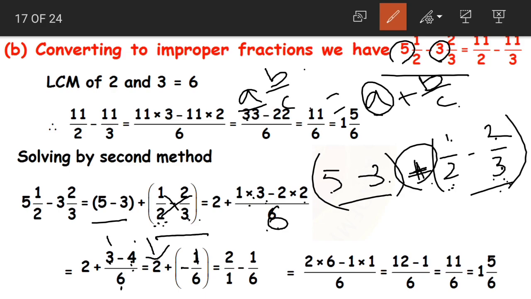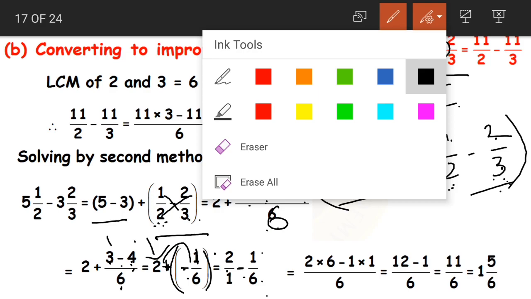Remember from the topic integers, here 4 is the bigger number. It is having the negative sign. So we put up the negative sign here. Minus 1 by 6. Now plus, and then in brackets we are having minus. So plus into minus becomes what? Plus into minus becomes minus. So 2 minus 1 by 6.